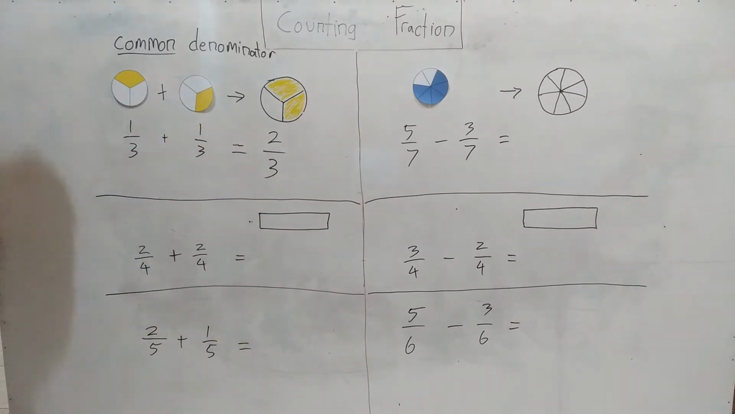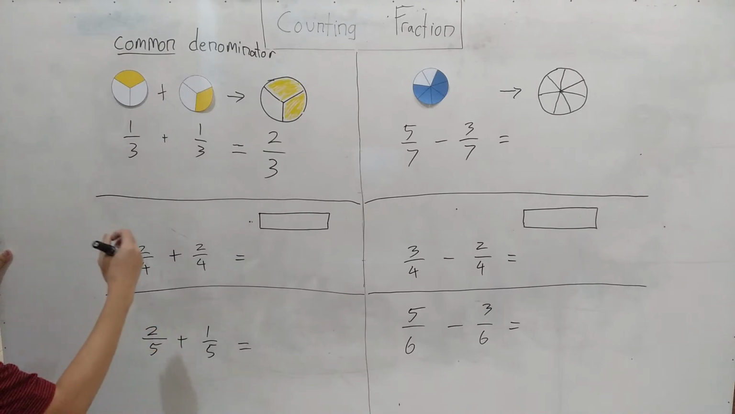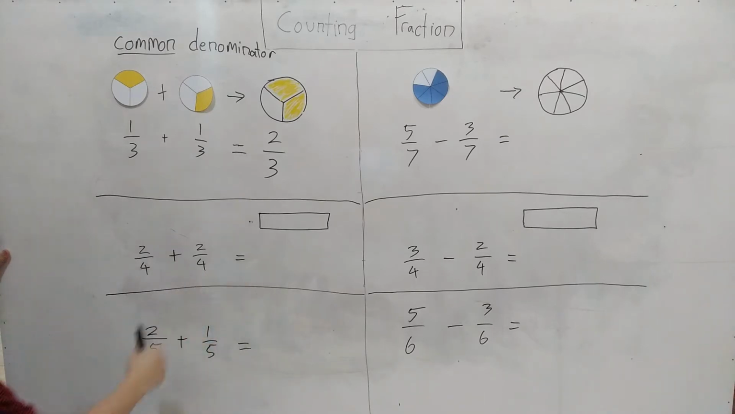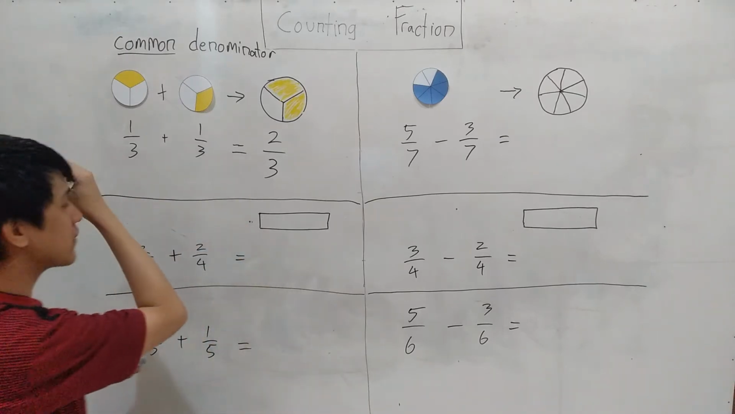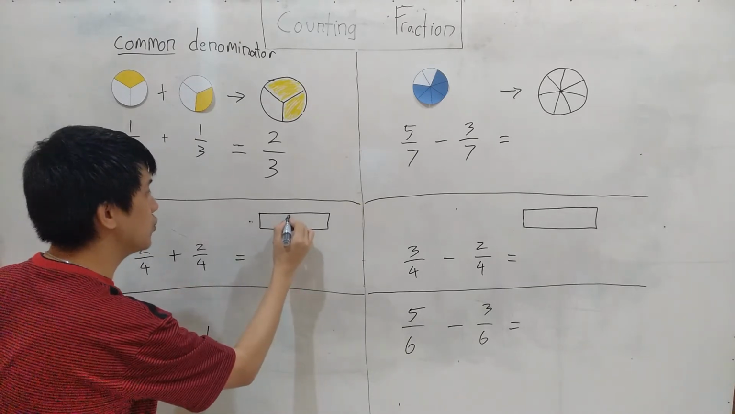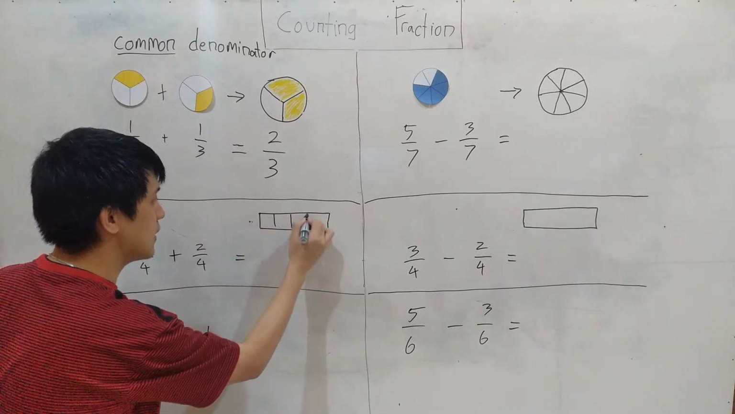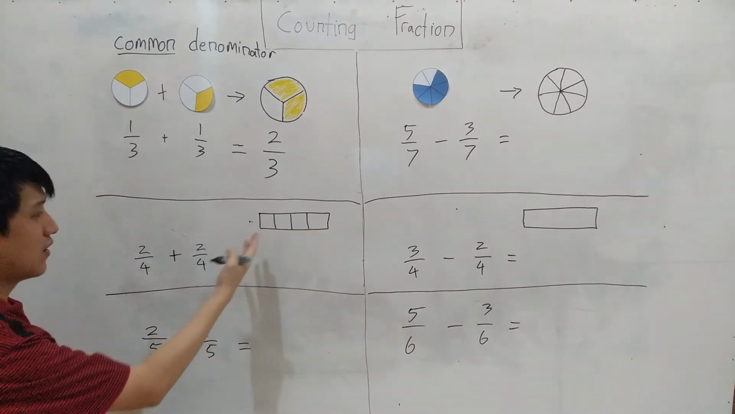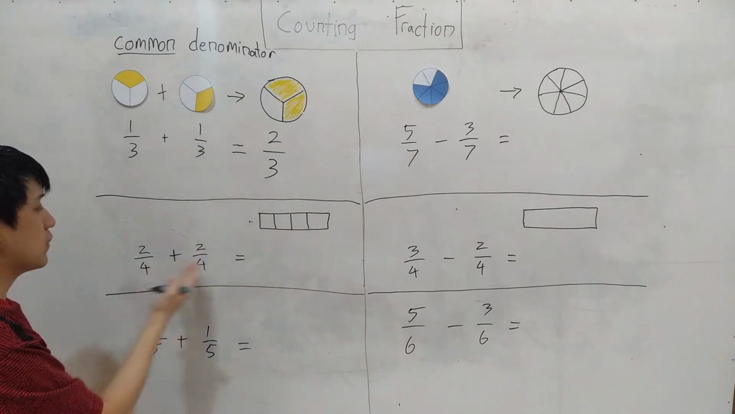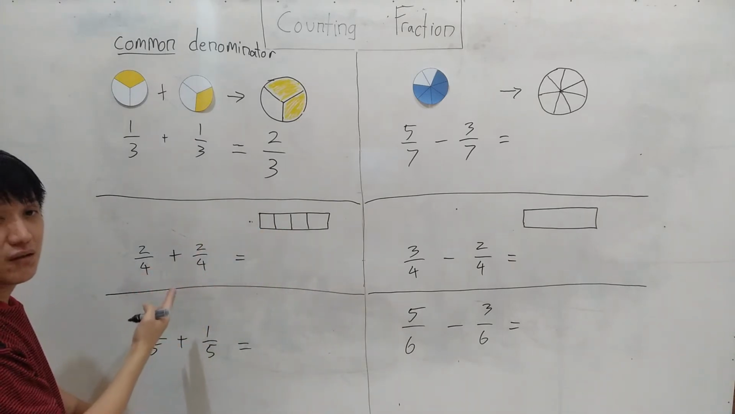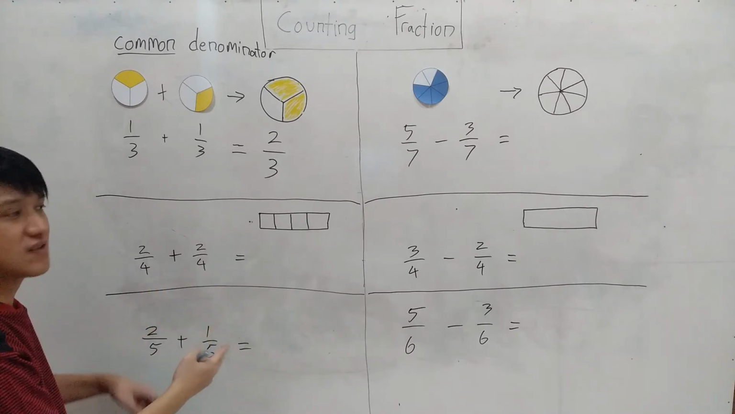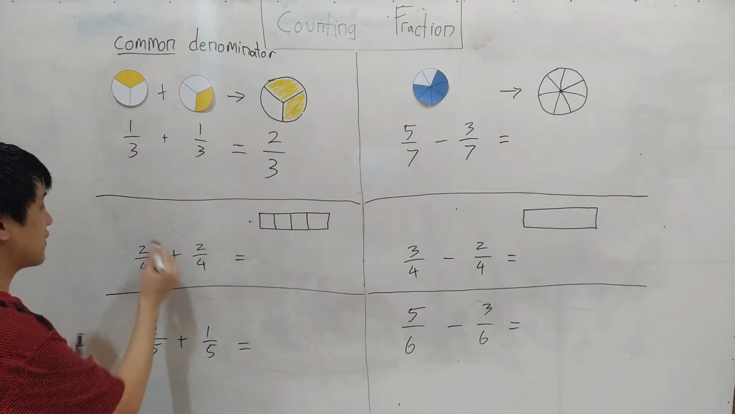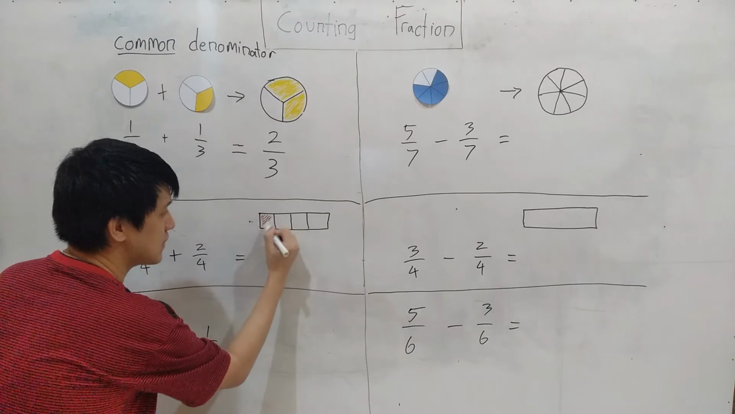Let's see the next one. 2/4 plus another 2/4. What is the result? Well, I had one model prepared here to help us. Let's try to do this. I will cut my chocolate bar into quarters, or into 4, because both fractions had 4 as the denominator, which means the chocolate bar is cut into 4. So in the beginning, I had these 2 pieces.